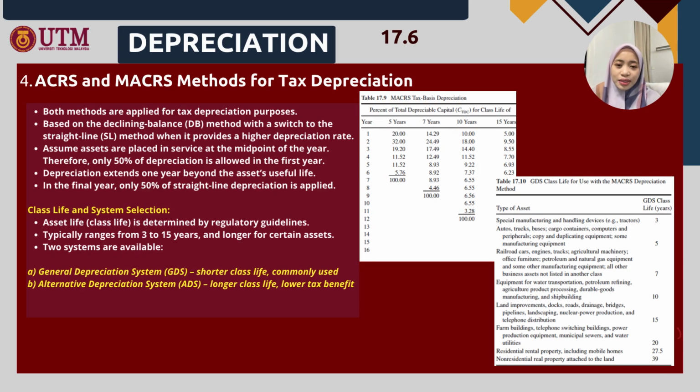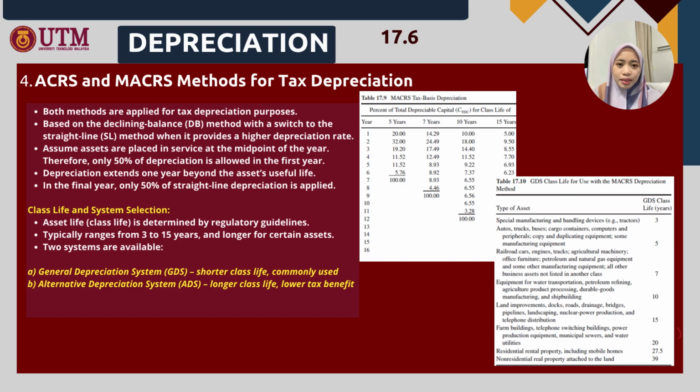Both ACRS and MACRS are based on the declining balance method, with a switch to the straight line method when it provides a higher depreciation rate. This allows companies to maximize the depreciation benefits over time. These methods also assume that assets are placed in service at the midpoint of the year. As a result, only 50% of the depreciation is applied in the first year.